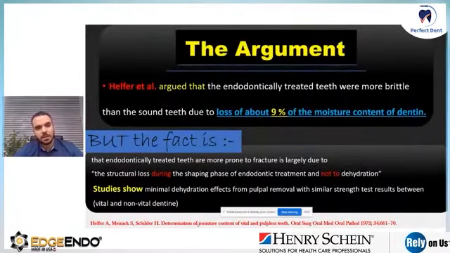The arguments: Helfer argued that tooth structure becomes brittle due to loss of moisture, which is about 9%. But the fact is, the tooth becomes brittle due to the loss of tooth structure during shaping and not due to dehydration. Studies showed minimal dehydration effect from pulpal removal, with similar strength test results between vital and non-vital teeth.